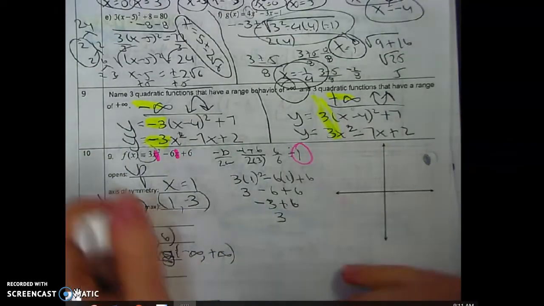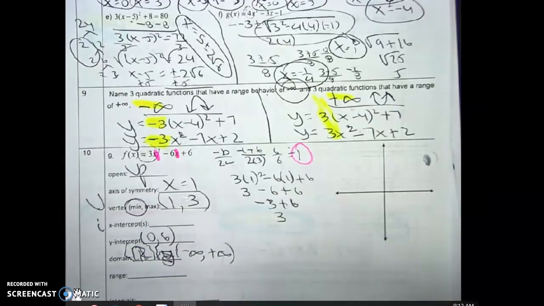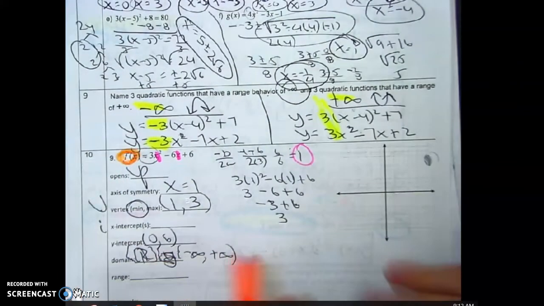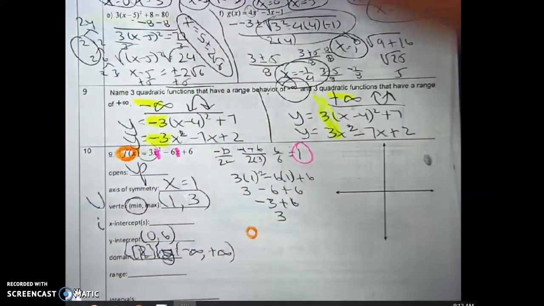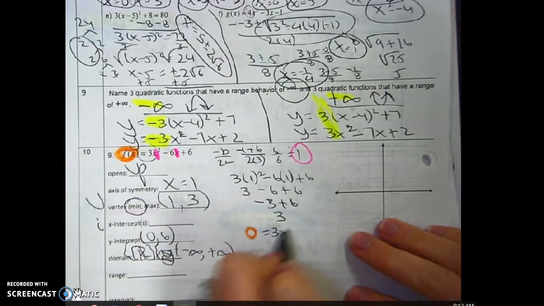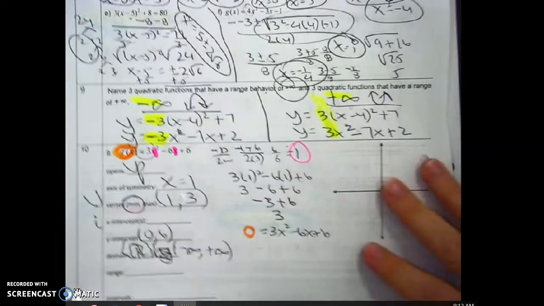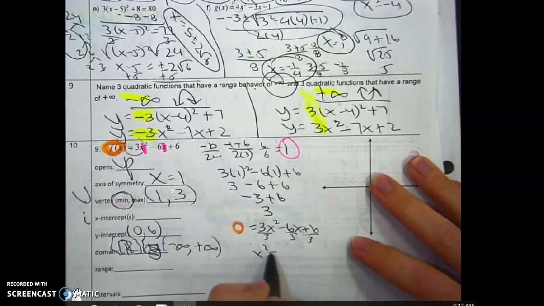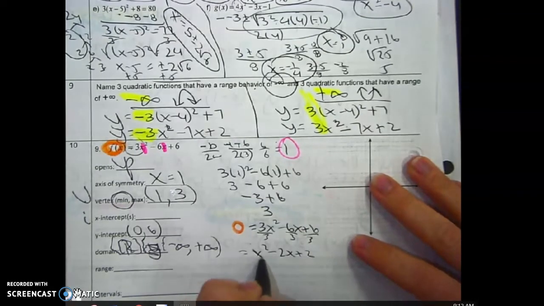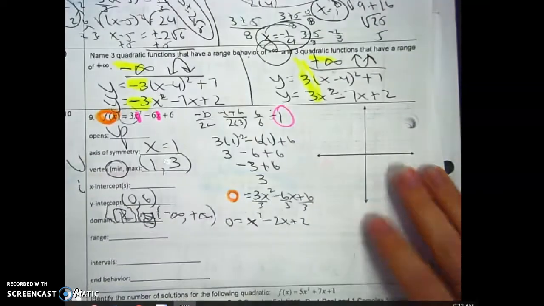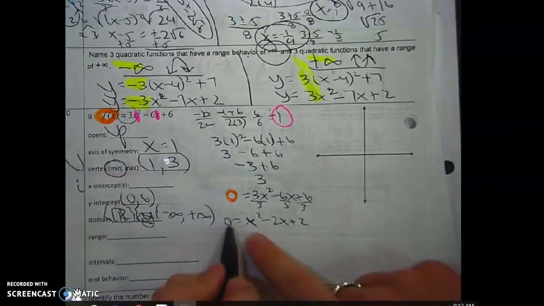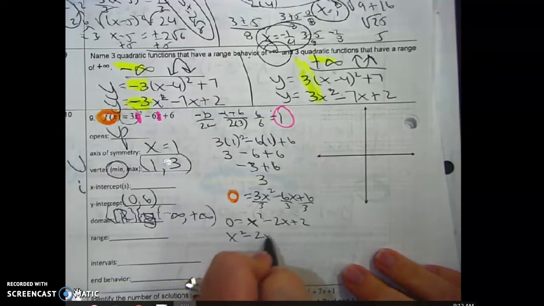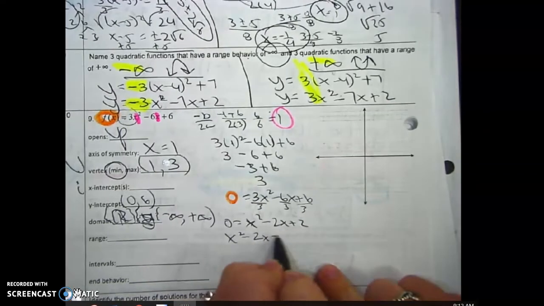So I'm going to find the x-intercepts. To find the x-intercepts, I set this equal to 0. So 0 equals 3x squared minus 6x plus 6. Since I'm solving, I can now divide by 3 here. x squared minus 2x plus 2 equals 0. I can either do the quadratic formula or complete the square. I'll complete the square. So I'm going to switch sides and move the 2. So x squared minus 2x equals negative 2.